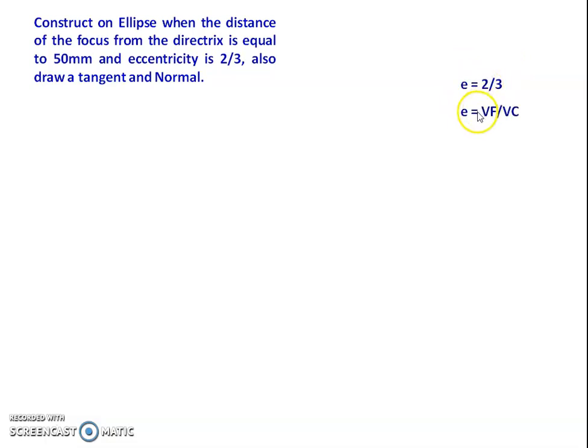The eccentricity ratio means Vf by Vc. What is Vf? It is the distance from the vertex to the focus, and Vc is the distance from the vertex to the directrix. Vf equals vertex to focus, and Vc equals vertex to directrix. Here 2 plus 3 equals 5, so 5 equal divisions are to be considered for this problem.